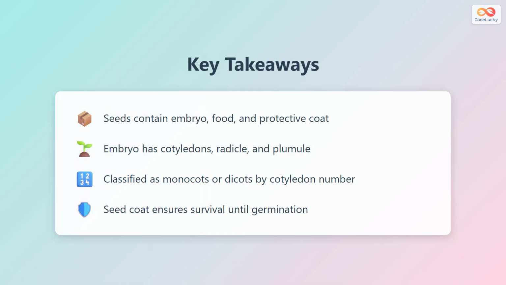Let's review the key points about seeds. Seeds are complete packages containing an embryo, stored food, and a protective coat. The embryo consists of cotyledons, which are the first leaves, the radicle, which becomes the root, and the plumule, which becomes the shoot. Seeds are classified as monocots with one cotyledon or dicots with two cotyledons, and this classification reflects fundamental differences in plant structure. The seed coat is essential for survival, protecting the embryo from damage, dehydration, disease, and ensuring it remains dormant until conditions are favorable for germination. Seeds represent an elegant solution to the challenge of plant reproduction and dispersal.